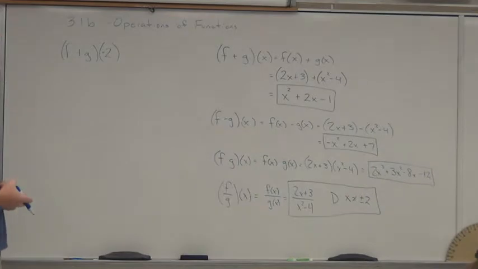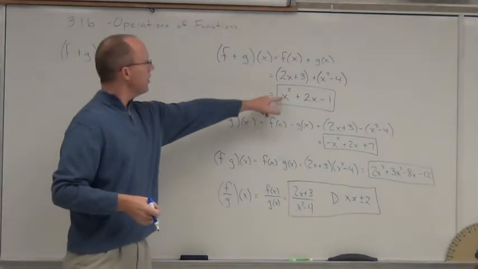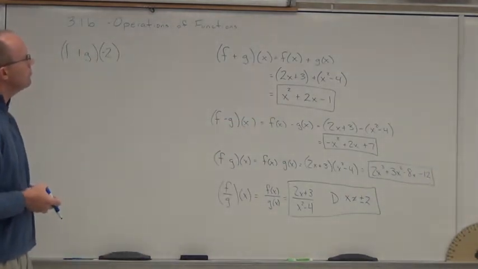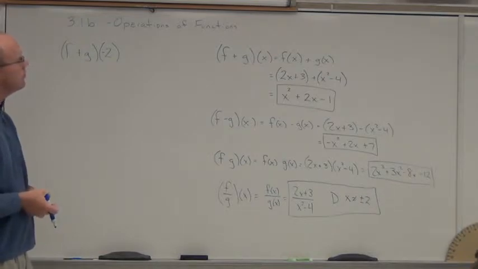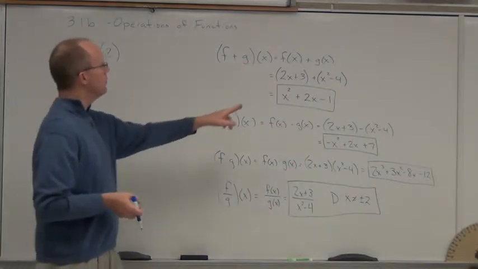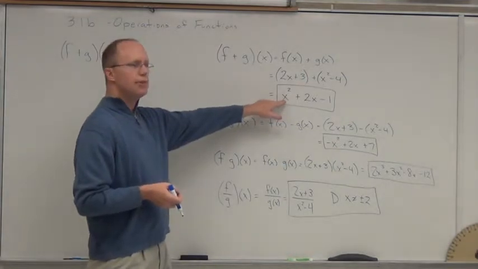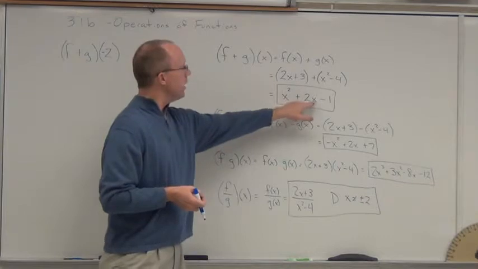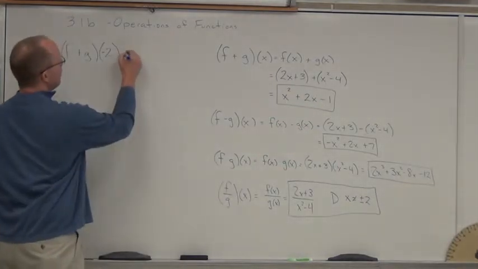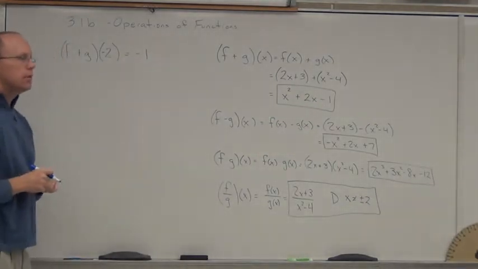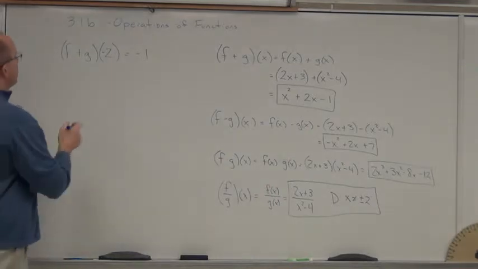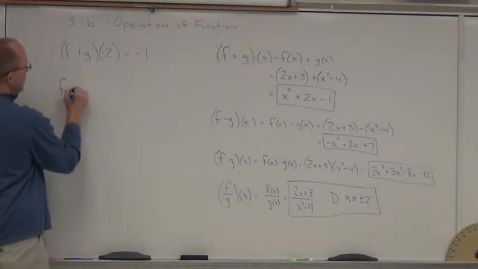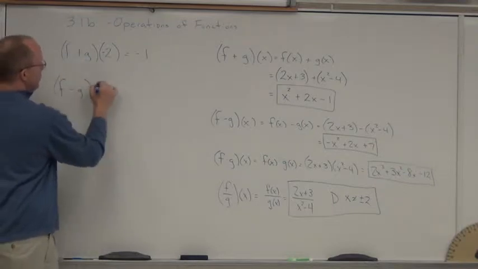So if I plug in negative 2 into this function, what do we get? We have negative 2 squared, which is 4, minus 4, so those cancel out. We're just left with that negative 1. Go ahead and try these 3 on your own here.